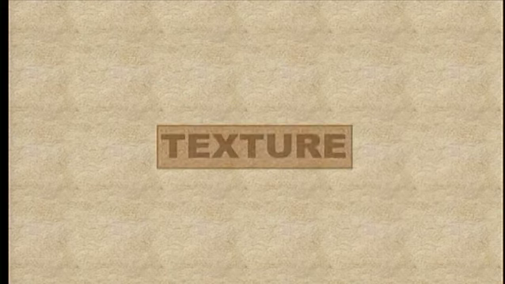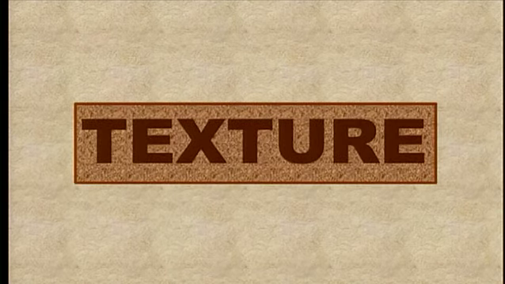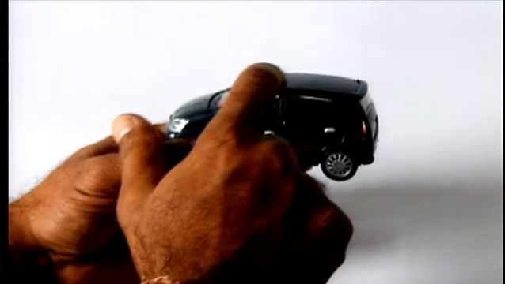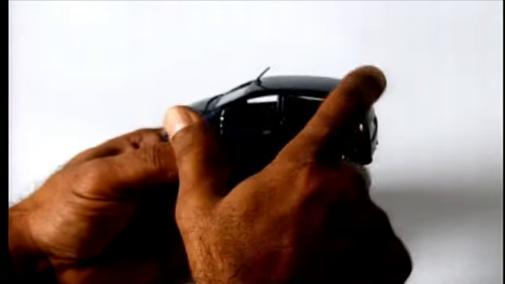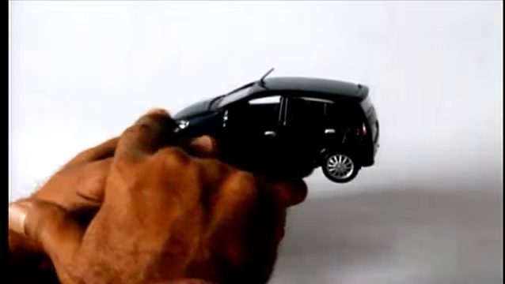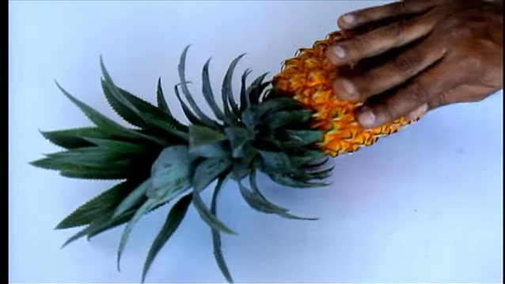Texture is the surface quality of an object. It can be seen or felt. Well, if we go by this definition, then texture is either visual or tactile. That is, you can see it or touch it. Just imagine the feeling you get while touching the smooth surface of a toy car, or the coarse surface of a pineapple.